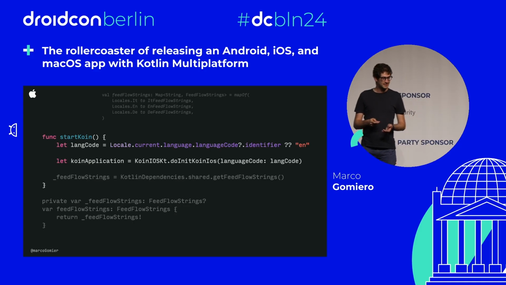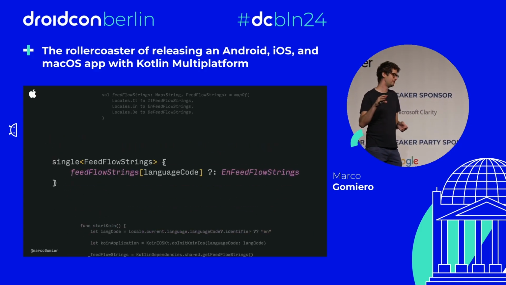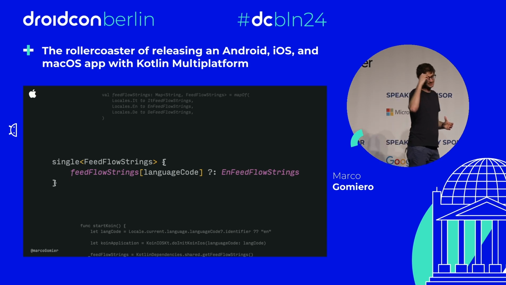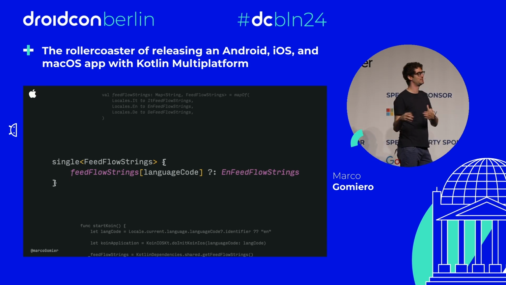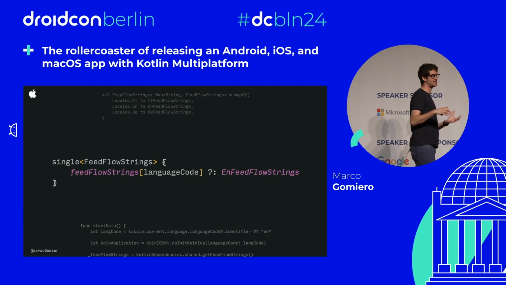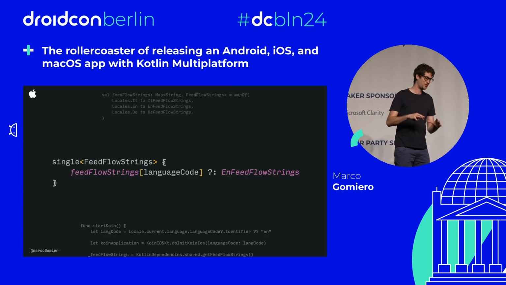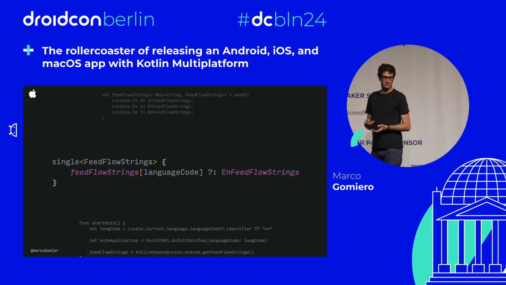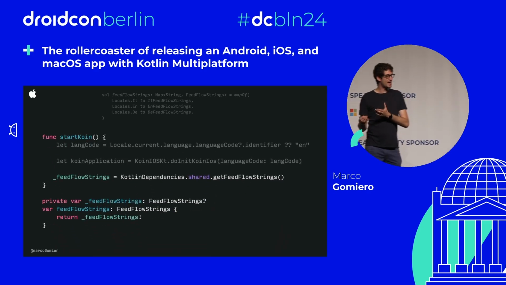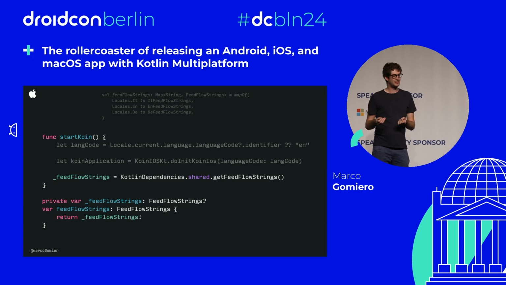And in this way, I can dynamically build inside the dependency injection the translated strings for the current language. So I can access them on iOS, for example.